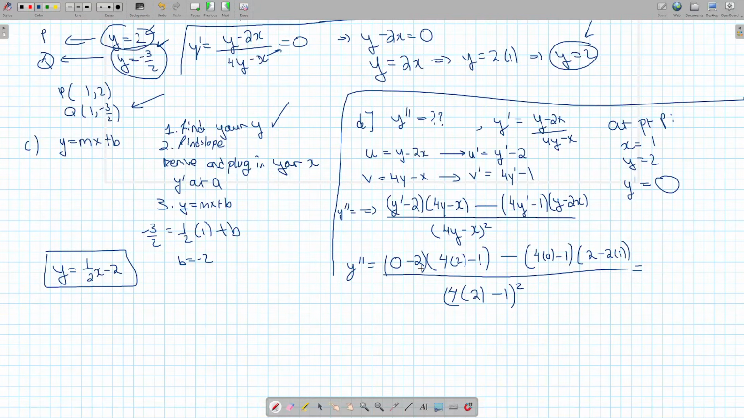Let me try doing this. 0 minus 2 is negative 2. Negative 2 times 7 is negative 14. Negative 1 times 0, so you get negative 14 over 49, which is, yes, negative 2 over 7. Alright, now negative 2 over 7 is less than 0. So that means if y double prime is less than 0, therefore the point is a local maximum.